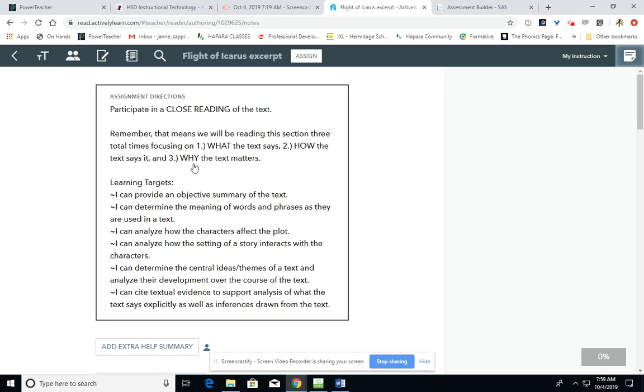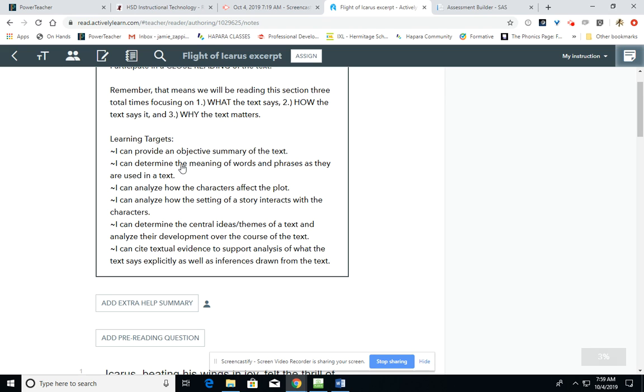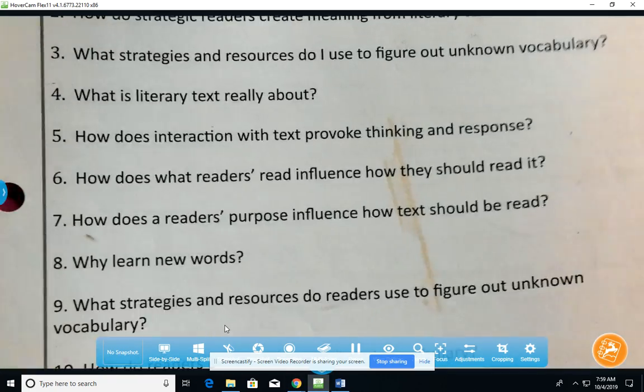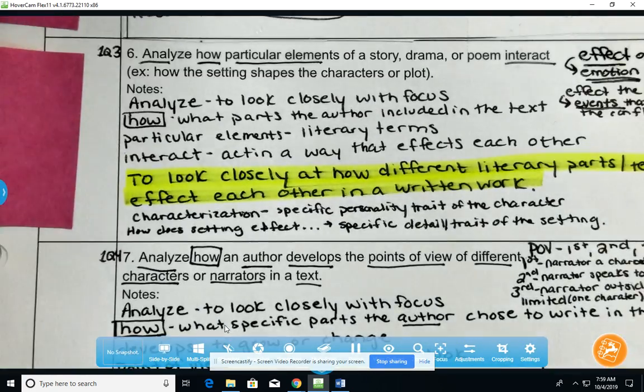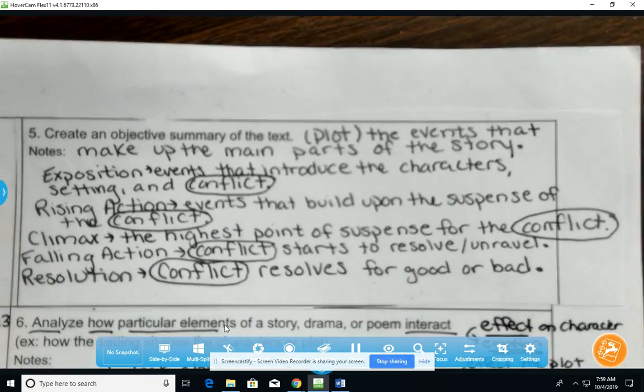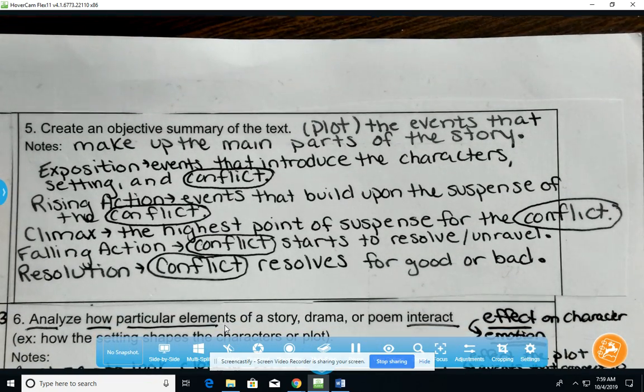So as we look at the first reading of what the text says, we are actually going to look into 2 different questions. We're going to look at providing an objective summary from the text and determining the meaning of words and phrases as they're used in the text. This ties in to the following learning targets. Number 5, create a summary of the text. Remember, the summary should focus around those elements of plot, the ones that connect directly to the conflict.